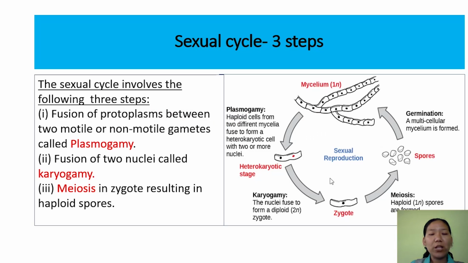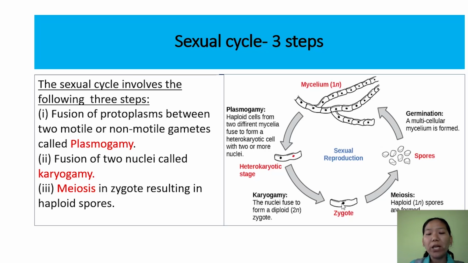And the sexual cycle in the fungi takes place in 3 steps. First is fusion of protoplasm between 2 gametes. The fusion of protoplasm will lead to formation of 2 nuclei in a single cell, like this. So this is the result of plasmogamy. After plasmogamy, 2 nuclei are there in a common cytoplasm, and this stage is called dikaryon or heterokaryotic stage. The next step is these 2 nuclei fuse together to form a zygote. That is fusion of 2 nuclei, we call it karyogamy.